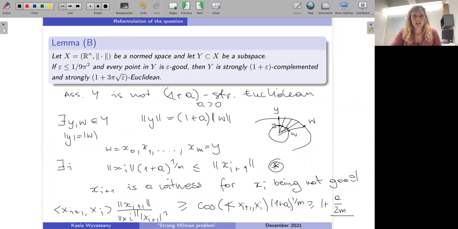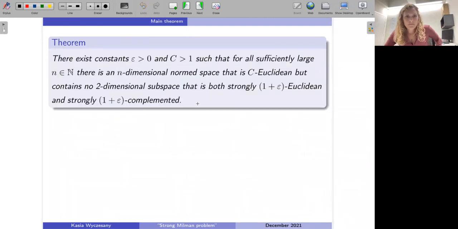Okay. So our theorem, here I'm stating it, says that there exist constants epsilon and c, such that for all sufficiently large n, there is an n-dimensional normed space which is C-Euclidean. In fact, it will be 2-Euclidean, which does not contain any 2-dimensional subspace which is both strongly 1 plus epsilon Euclidean and strongly 1 plus epsilon complemented.